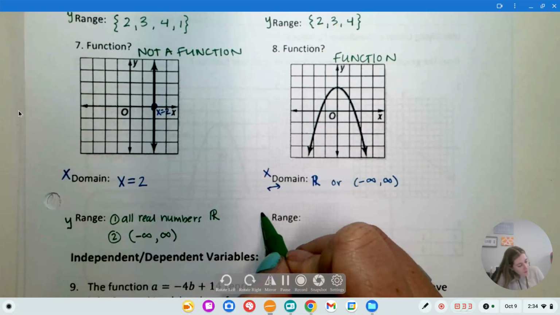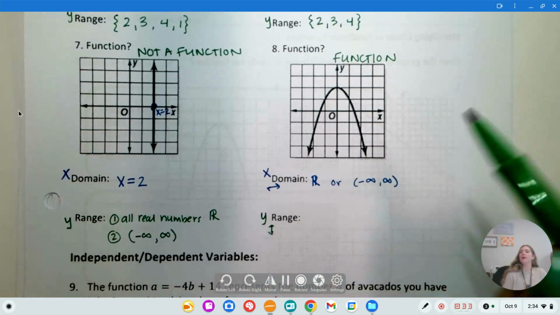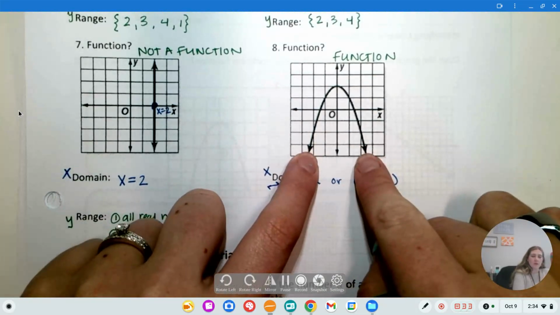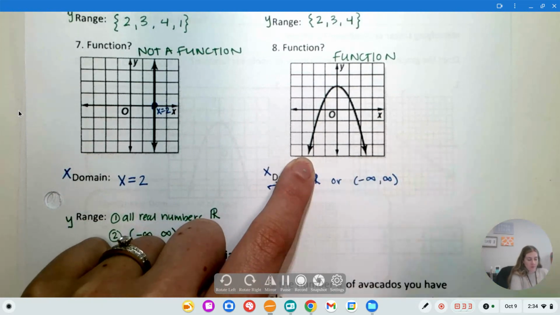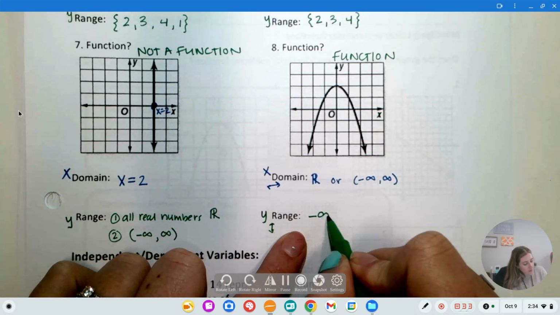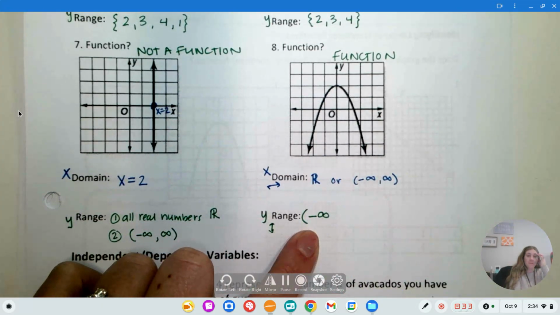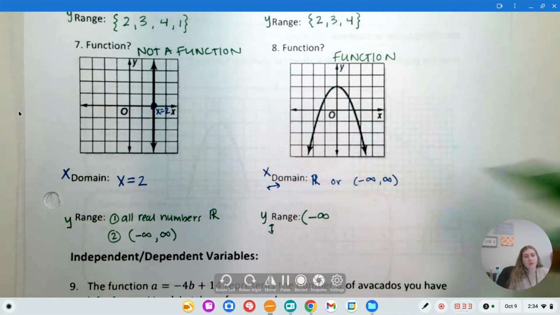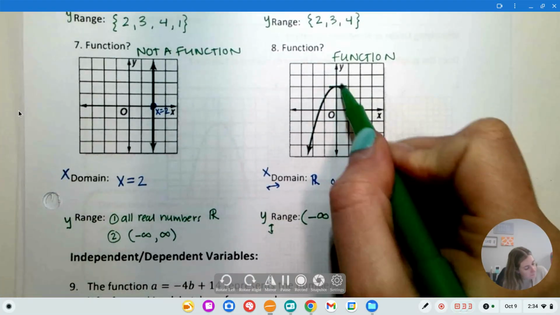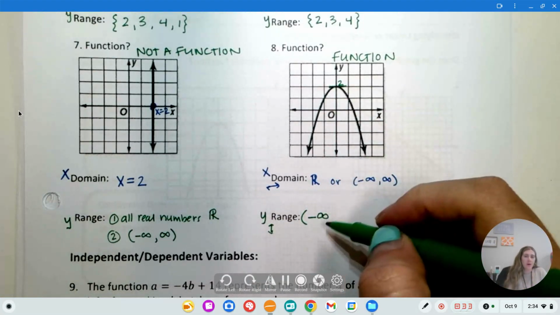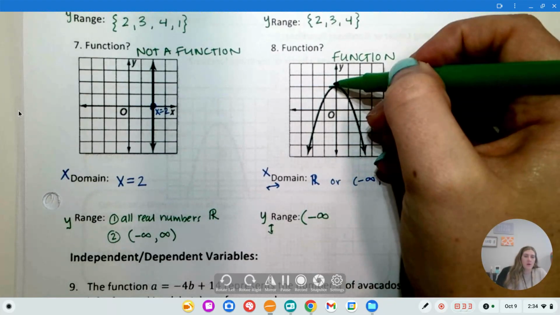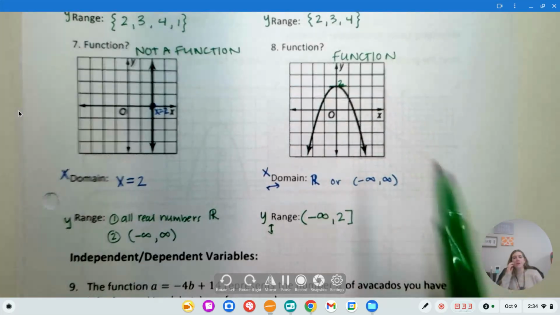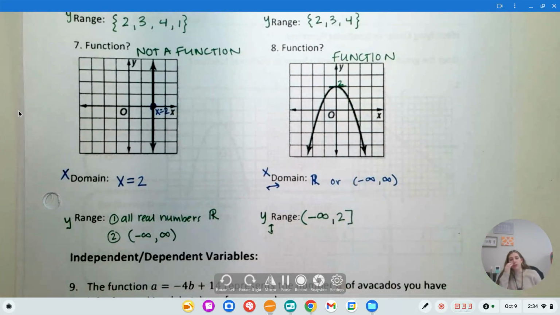Now range, the y values, remember that's up and down. And we always start at the bottom of our graph. So because I have arrows pointing down, it's going to go on forever. So negative infinity with a parenthesis. Now if I go up, up, up, up till my graph stops, right here, this is at 2. So my graph goes from down here forever all the way up to 2, and this one gets a bracket because my line is touching 2.